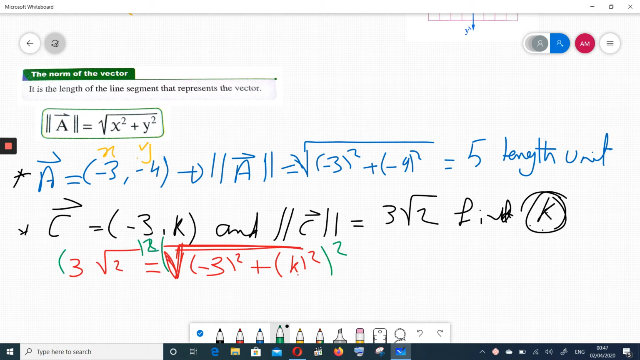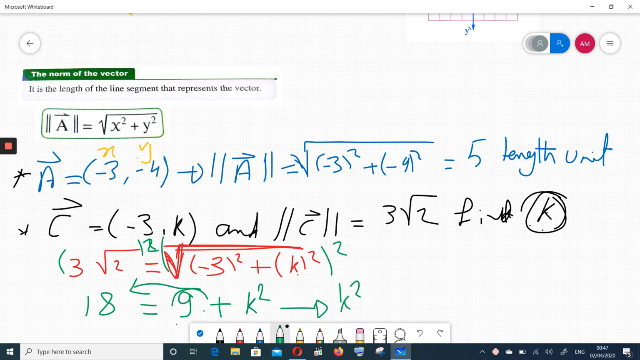So the left hand side power 2 is going to be 18 equal, and this bracket power 2 is going to be 9 plus k power 2. K power 2, this is positive 9, we take it to the other side to be negative 9. So k power 2, 18 minus 9 equals 9.